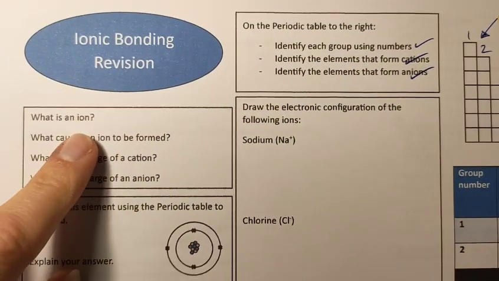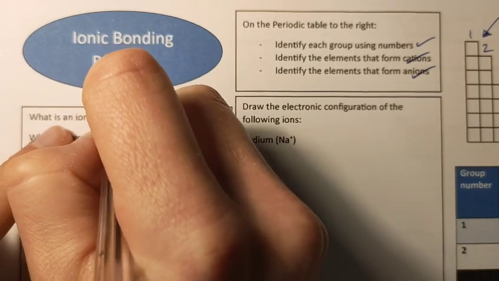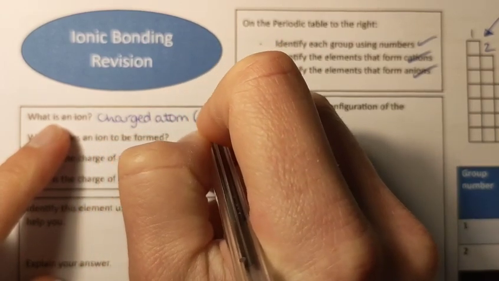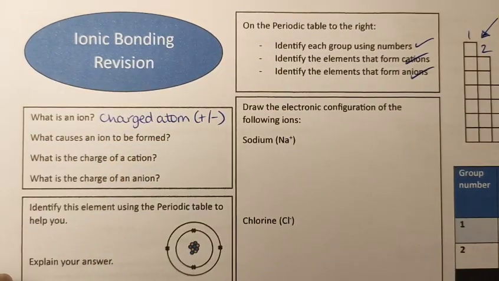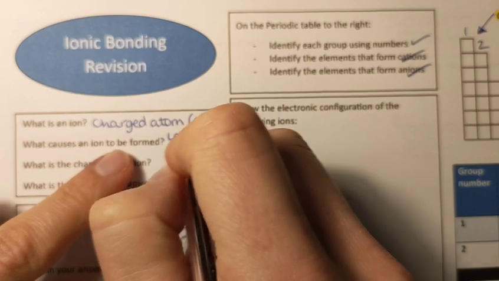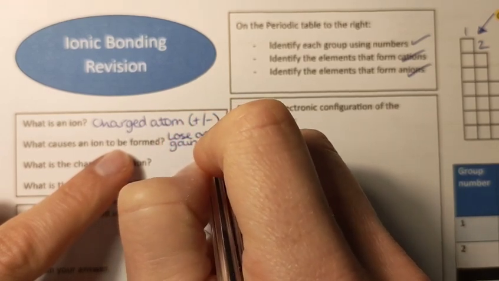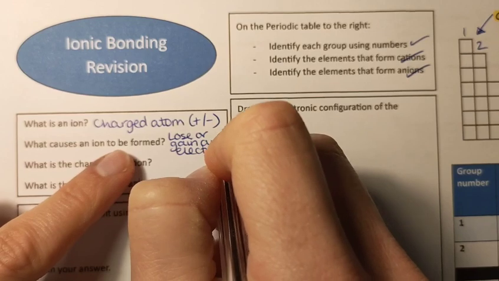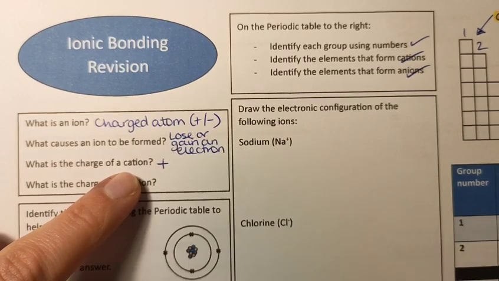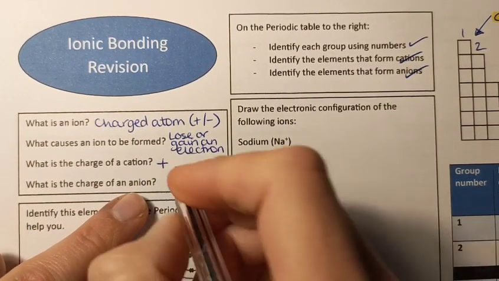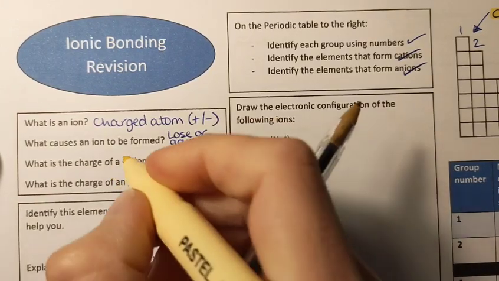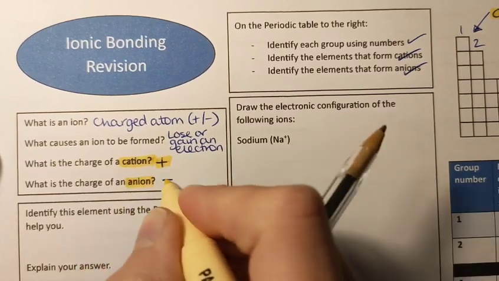Let's look at our definitions then to help us with that. So we go back on here. What is an ion? An ion is a charged atom. It can be positive or negative. What causes an ion to be formed? It will lose or gain an electron. What is the charge of a cation? We've already said that, that is positive. What is the charge of an anion? That is negative. It's just something that we need to learn, so I'm going to highlight that. Cation is positive, anion is negative.